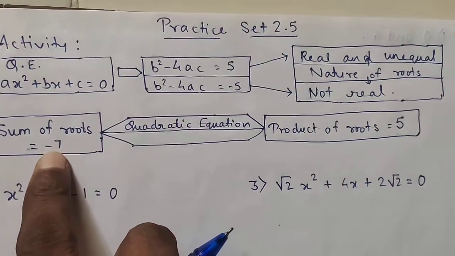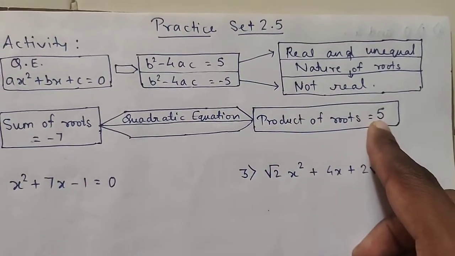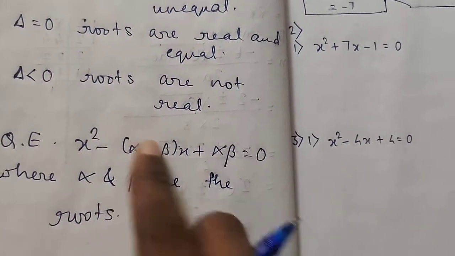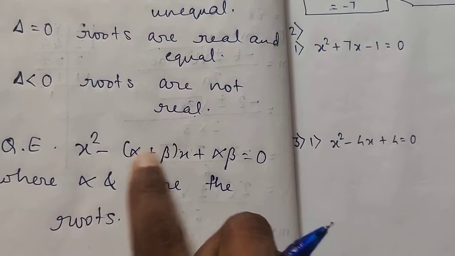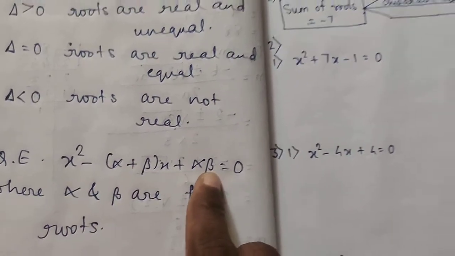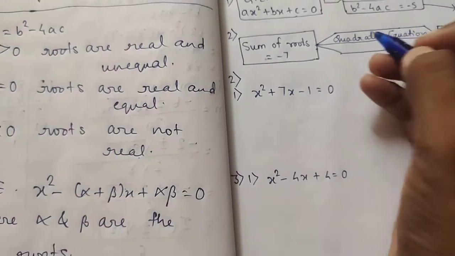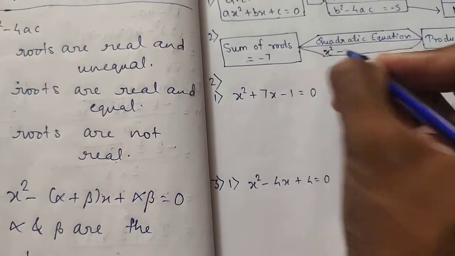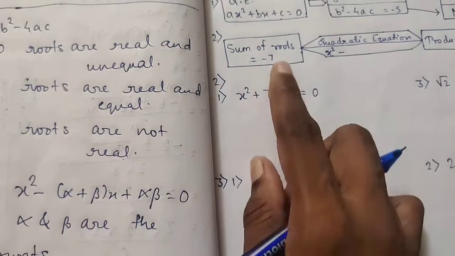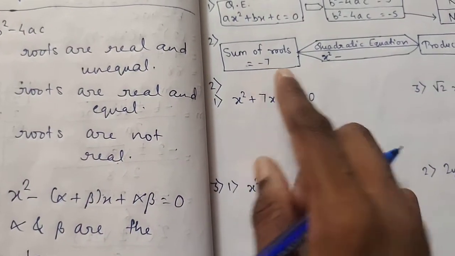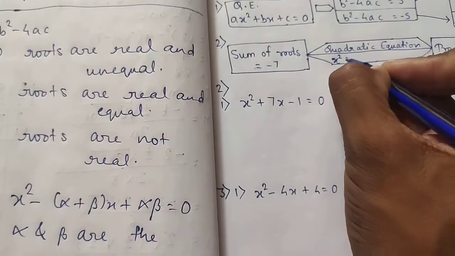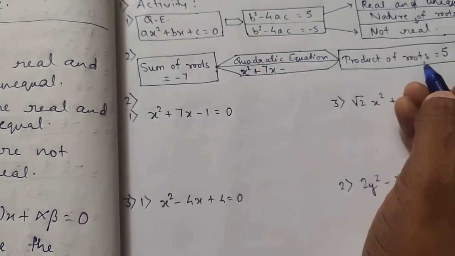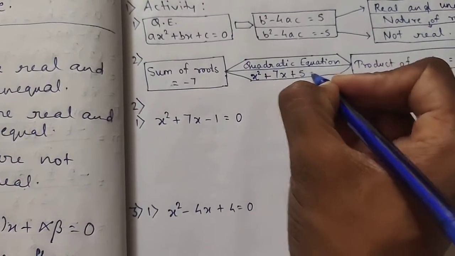You are given sum of roots minus 7 and product of roots 5. And now see, this is the formula, right? This is sum of roots and this is product of roots. That is sum alpha plus beta, and here product. So we are going to use this formula. So by using this formula, you can see here what you have to write here. X square minus alpha plus beta, that is sum of the roots. Minus 7 is there. Already minus is there. So that means it becomes plus 7x. Plus alpha beta value. What is the value of alpha beta? 5. So plus 5 equals to 0.